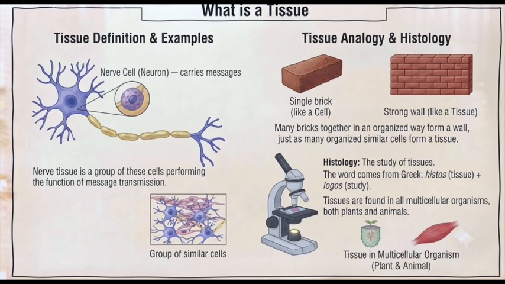Now let's take a look at the analogy of a tissue. Imagine a single brick. On its own, one brick cannot do that much. But put many bricks together in an organized way and you get a very strong wall. In this case, the single brick is like a cell and the wall is a tissue.